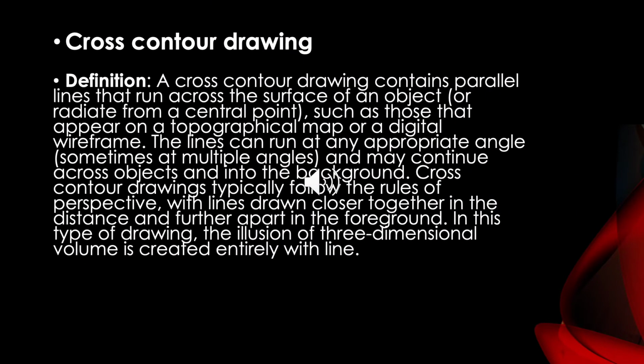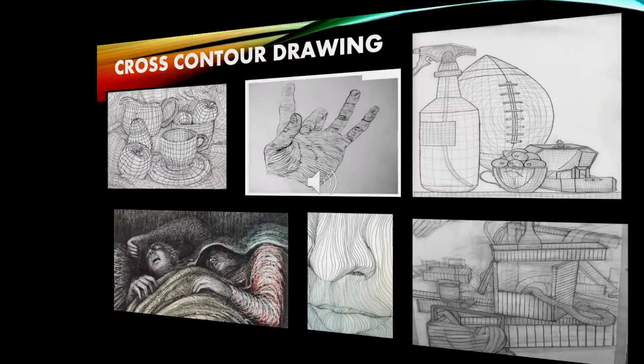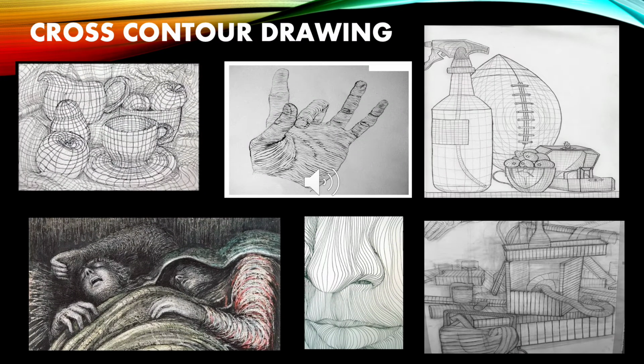Cross-contour drawings contain parallel lines that run across the surface of an object, such as those that appear on a topographical map or a digital wireframe. Some paintings related to cross-contour drawing.